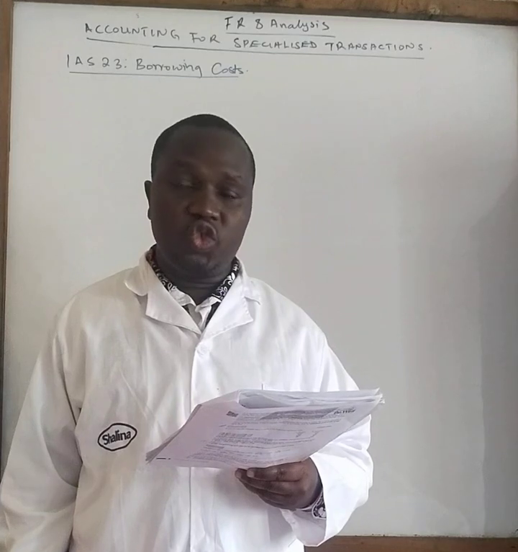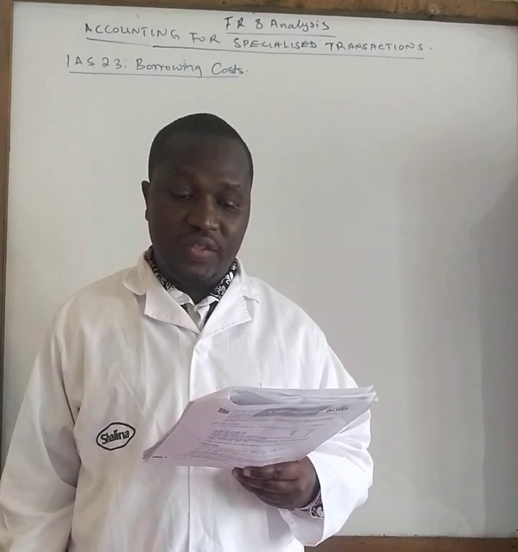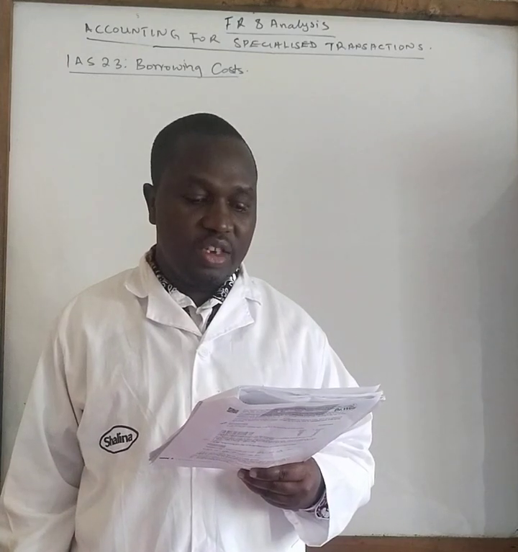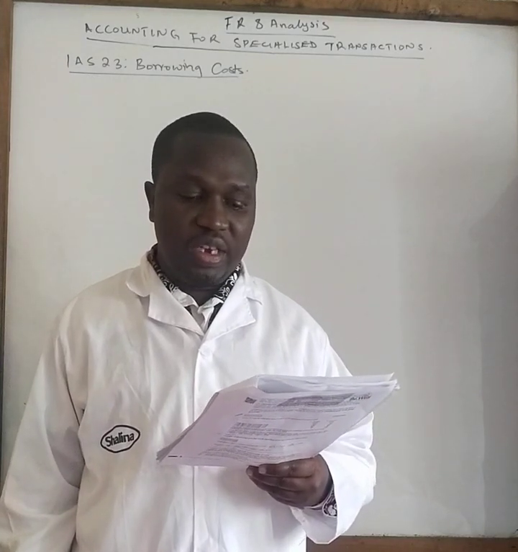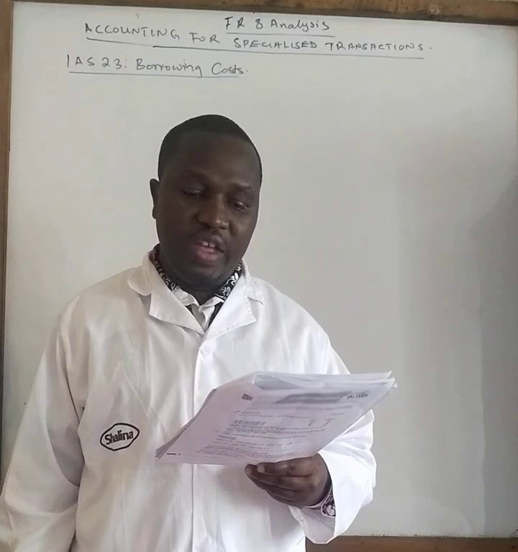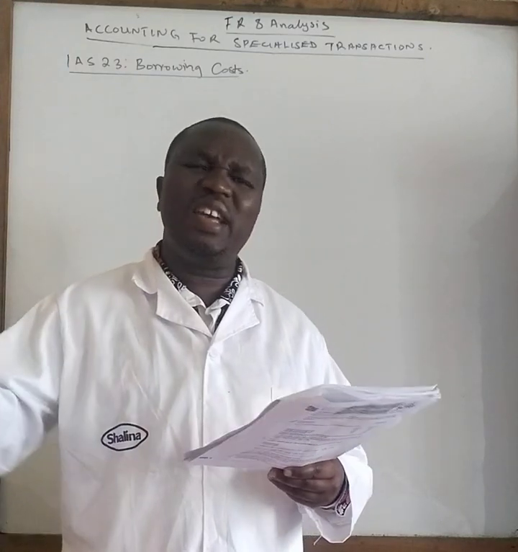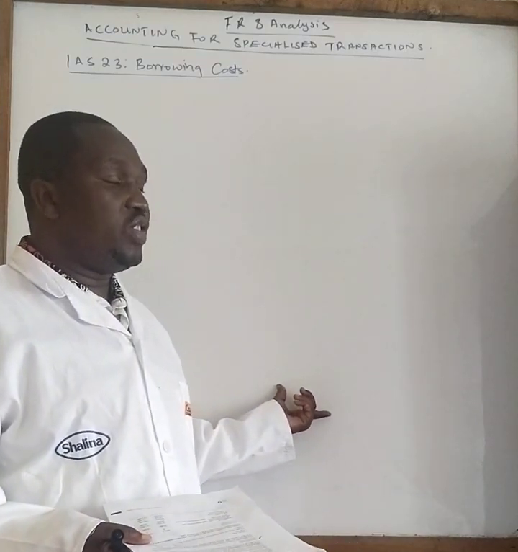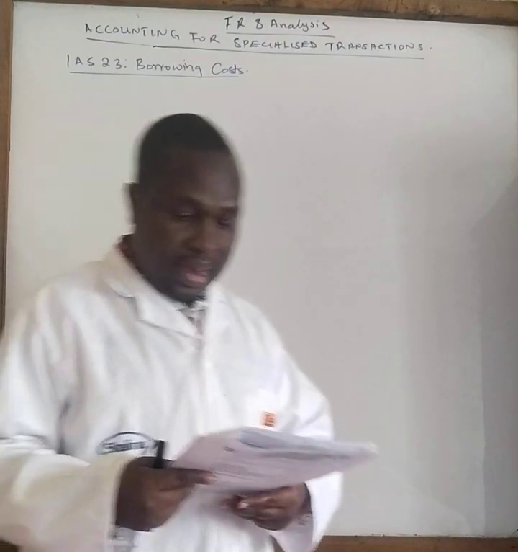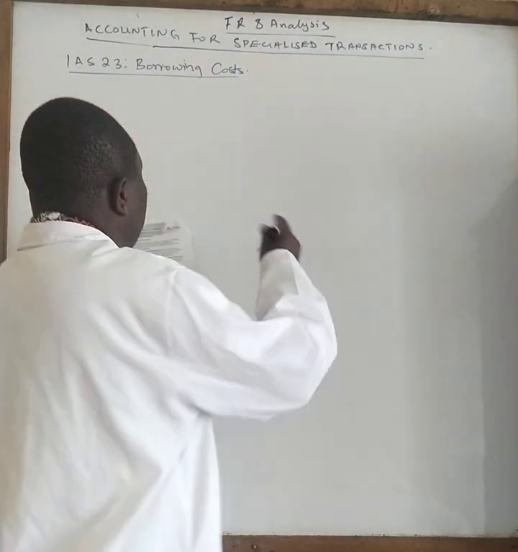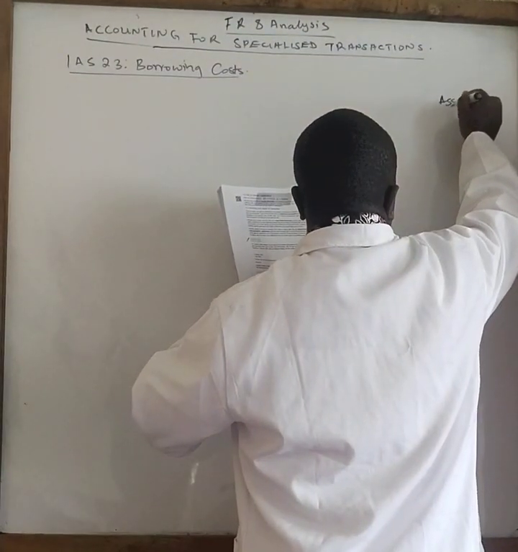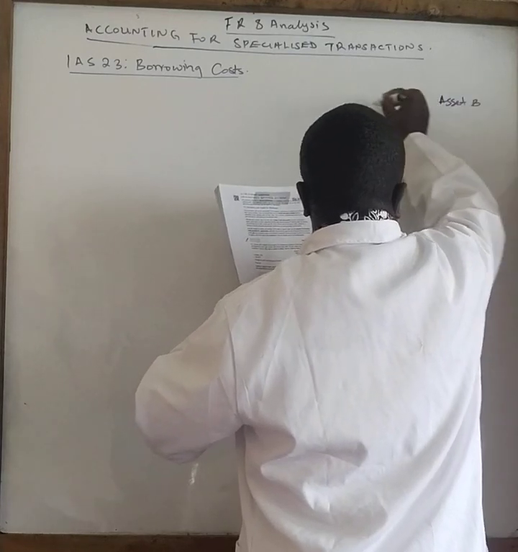Work started during 20x6. The loan facility was drawn down and incurred on 1st January 20x6 and was utilized as follows, with the remaining funds invested temporarily. That invested temporarily is telling you that one will result in investment income. Now we have the assets here. Let me just demonstrate. We have asset A and B.